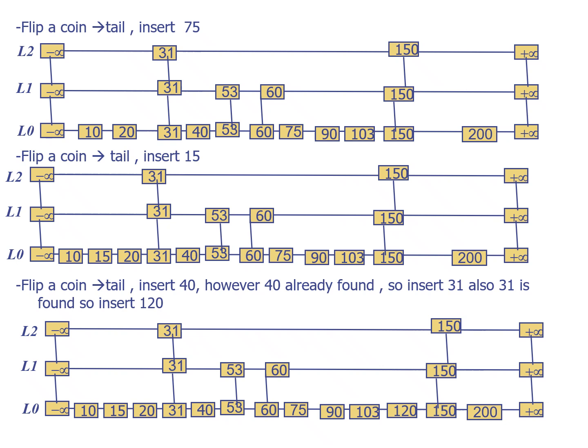I will insert 75. Oh, I missed. I have to flip a coin one more time for the 150, but I got a tail, so I'm not going to create a new level L3 and insert 150 for the fourth time. I insert 75, flip a coin, got a tail, insert 15, flip a coin, get a tail, insert 40. Well, however, 40 is already found. Okay, so insert 31, also 31 is found, so insert 120.